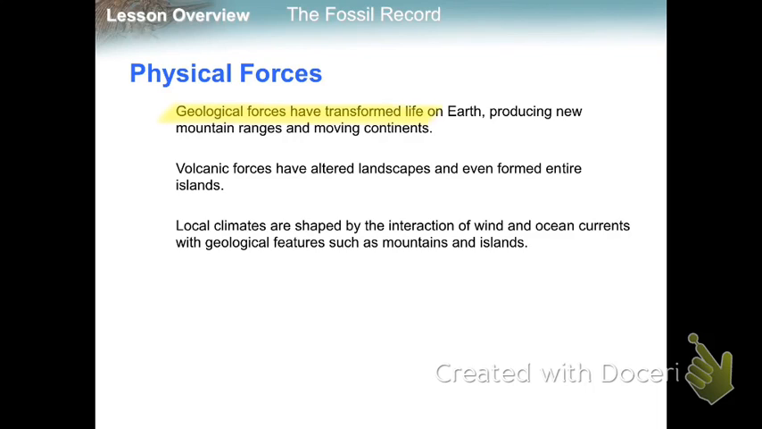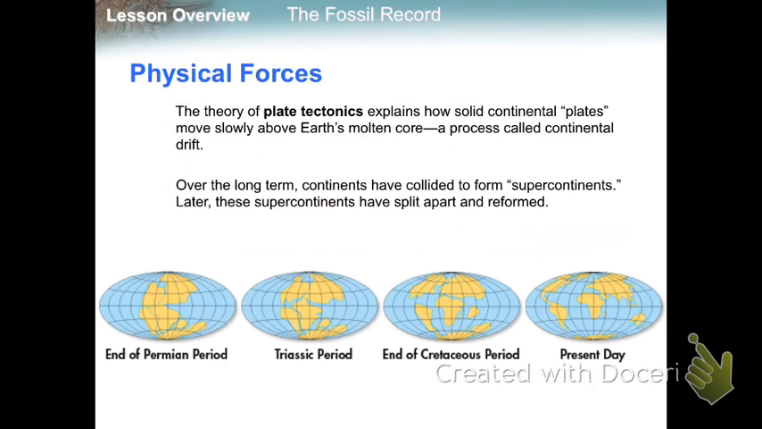Geological forces have transformed life on Earth. Mountain ranges and moving continents, volcanoes have altered landscapes and formed islands. There are wind and ocean currents that contribute to climate, geological features such as mountains and islands. Plate tectonics, you may have heard of before. All of our land masses are floating on these plates, they're floating on the molten core, the liquid middle of our Earth. And that's called continental drift.